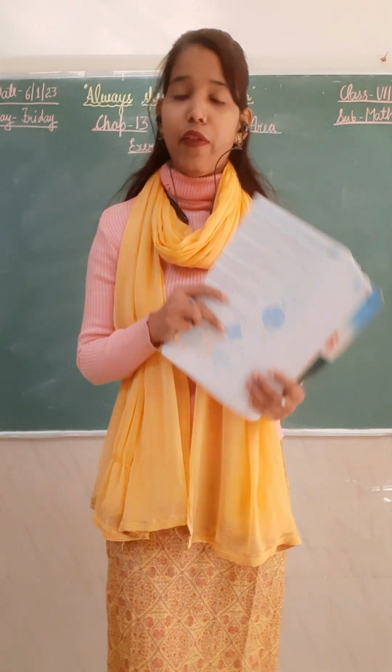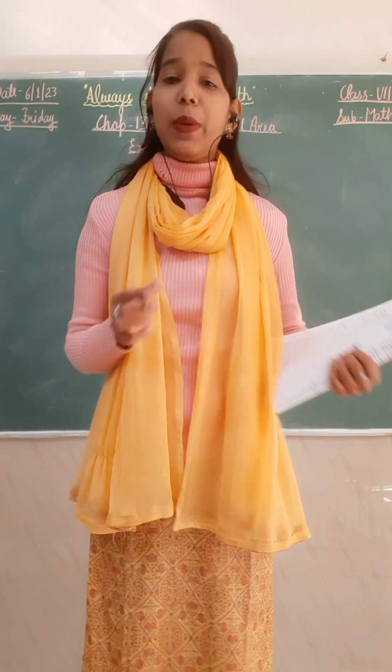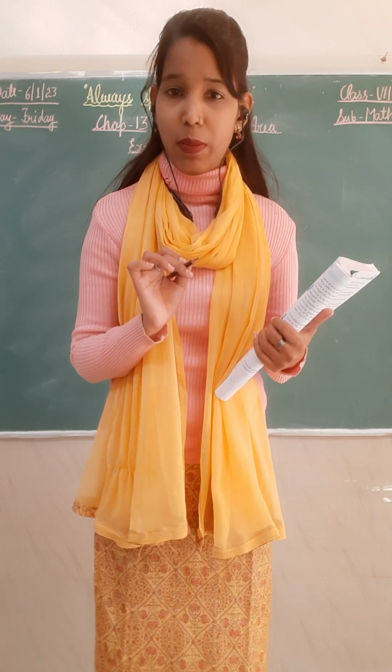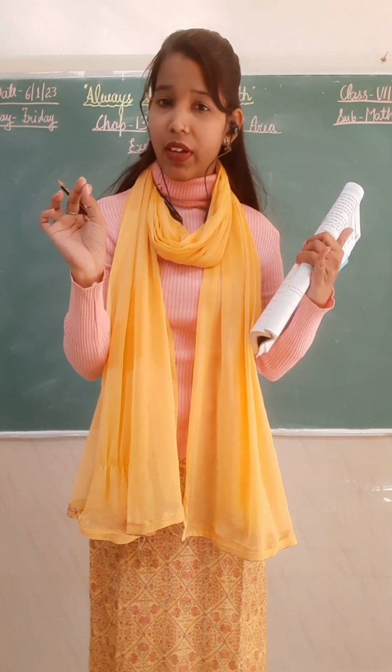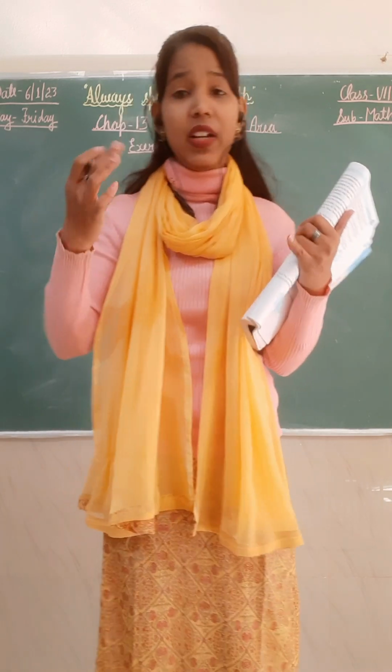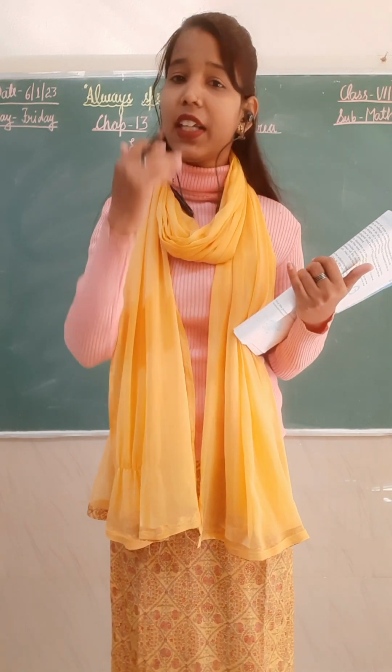What is given here? First of all, it is given that a piece of land is in circular shape, right? And diameter is given. And when diameter is given, we will easily find out its radius by d by 2, diameter by 2. Radius we will find out.